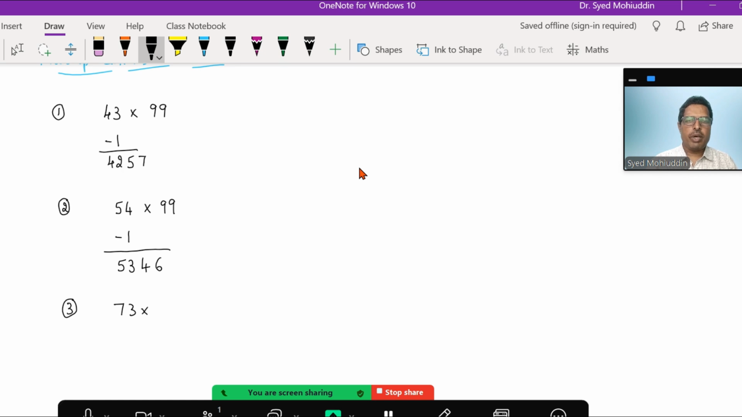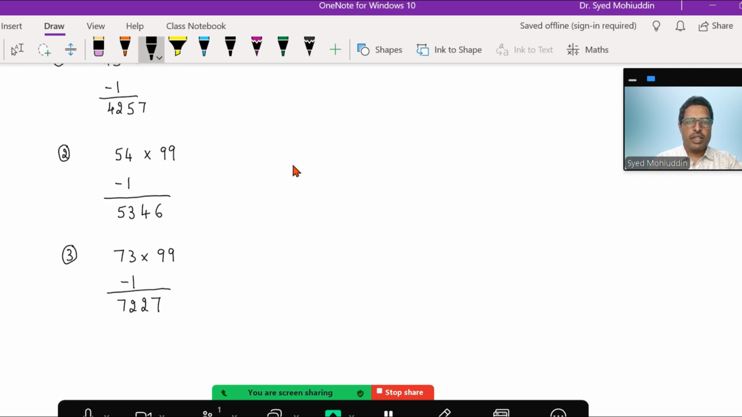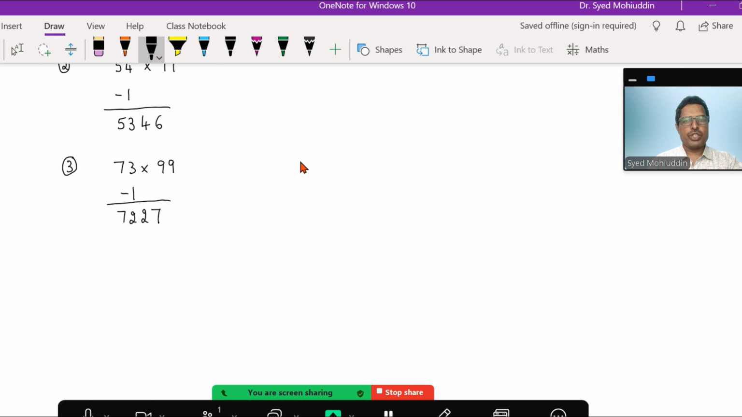73 multiplied by 99. What is the first step? Subtract 1. How much will be getting? 72. Now again 9 minus 7 will be 2. 9 minus 2 will be 7. Therefore 73 into 99 we get it as 7227. Is it very simple? Now let us try to increase the number of digits.